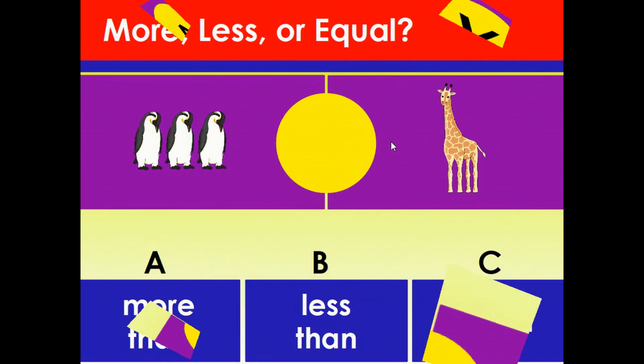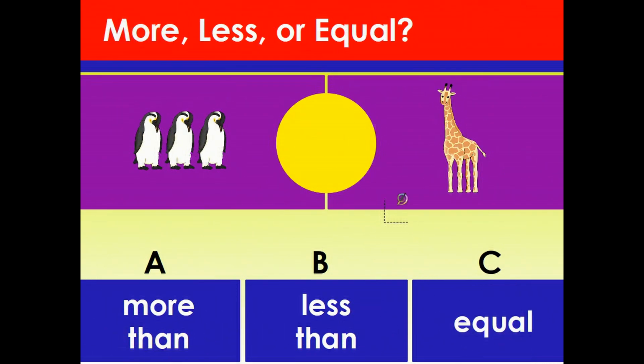And next, again here, what sign should be used? Here you have 3 penguins and 1 giraffe, so the sign will be greater than. 3 penguins greater than 1 giraffe. Excellent.